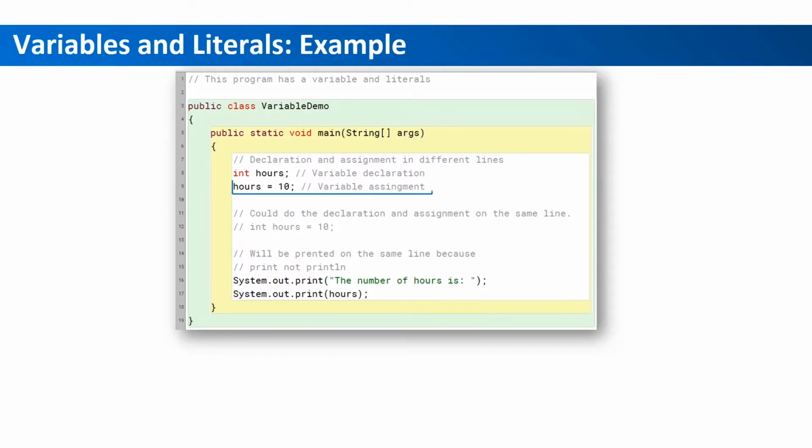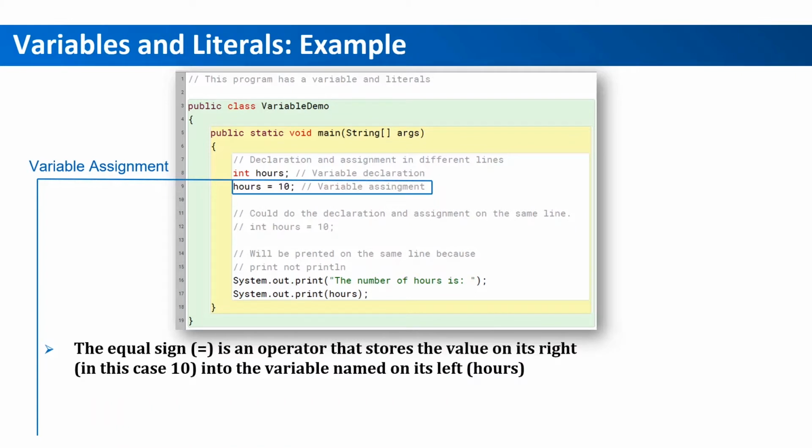Line 9 represents the variable assignment line. The line reads as hours equals 10 followed by a semicolon. What that means is that the value 10 will be assigned to the variable hours. This way, the memory location reserved and named hours will have the value 10 stored inside.